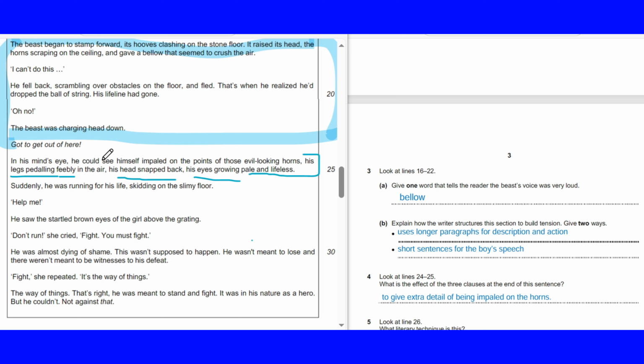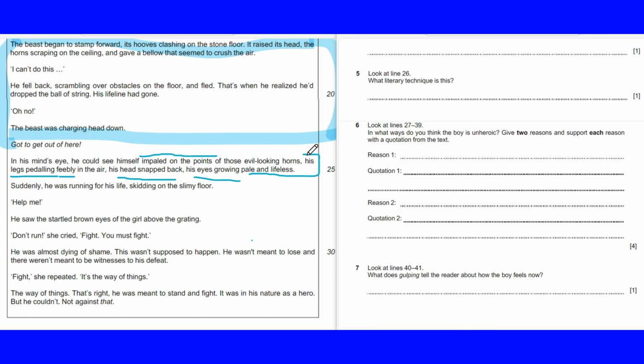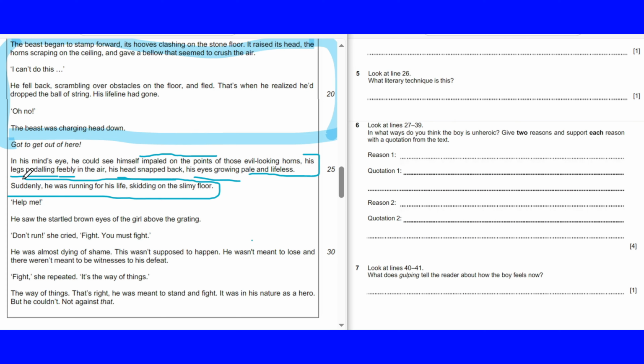So to give extra detail of himself impaled on those evil looking horns. Okay, let's move on to question 5. Question 5, look at line 26. This is the line. What literary technique is this? 10 seconds.